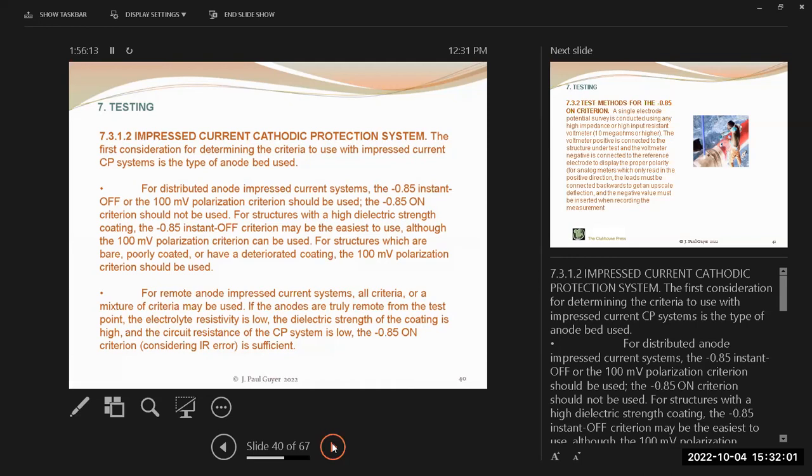For remote anode impressed current systems, all criteria or a mixture of criteria may be used. If the anodes are truly remote from the test point, the electrolyte resistance is low, the dielectric strength of the coating is high, and the circuit resistance of the cathodic protection system is low, the minus 0.85 on criterion, considering IR voltage error, is sufficient.